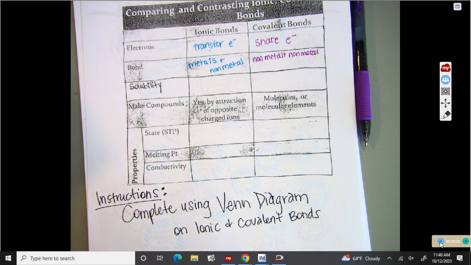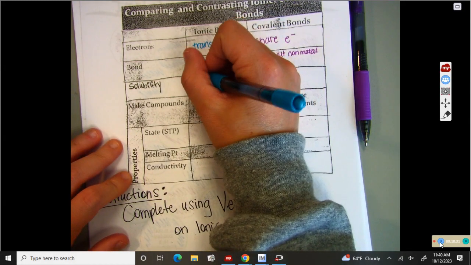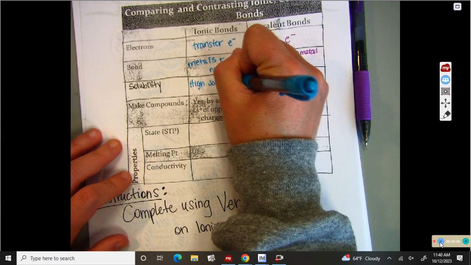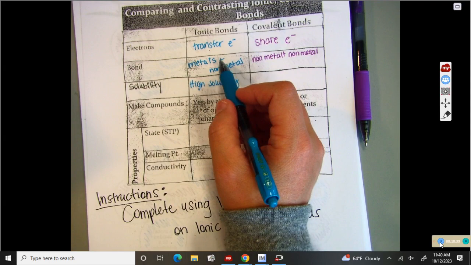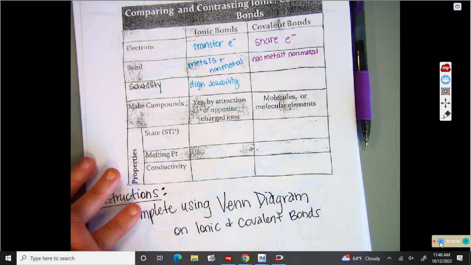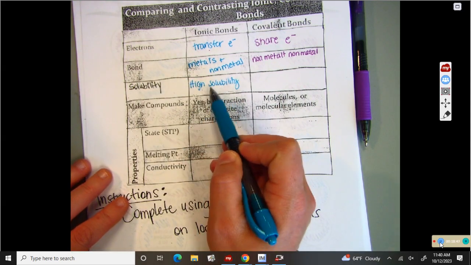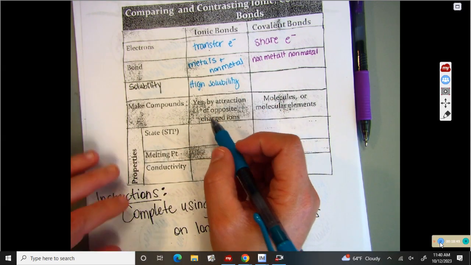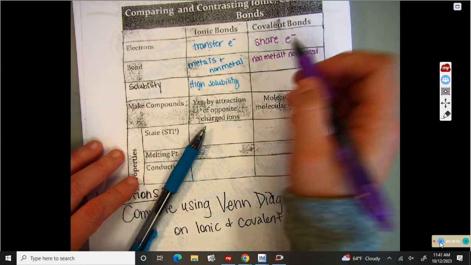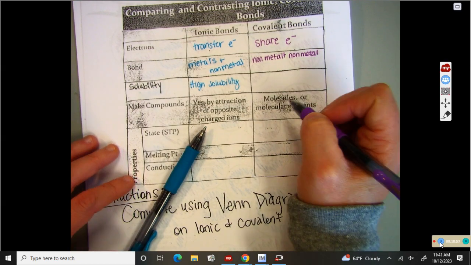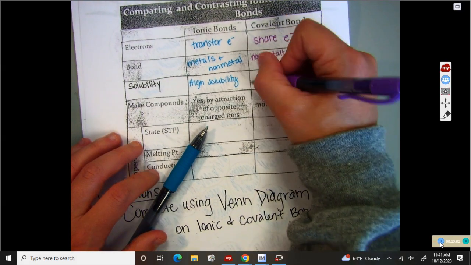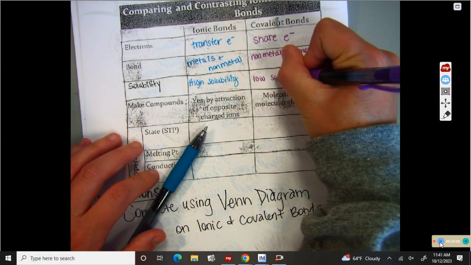Solubility, is it going to dissolve in water? We have high solubility for ionic bonds. It's a metal and a nonmetal. They transfer their electrons. They don't have a long-term relationship. They're just giving what the other one wants. With high solubility, that means when we hit water, we are going to dissolve. And they make compounds by the attraction of oppositely charged ions. Now, we don't have oppositely charged ions for covalent, so they're sharing their electrons, which is a very tight bond. So they're going to have low solubility.